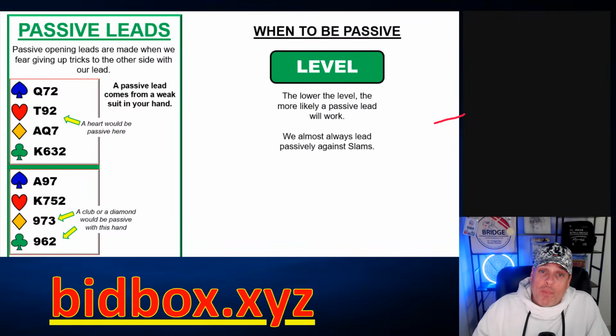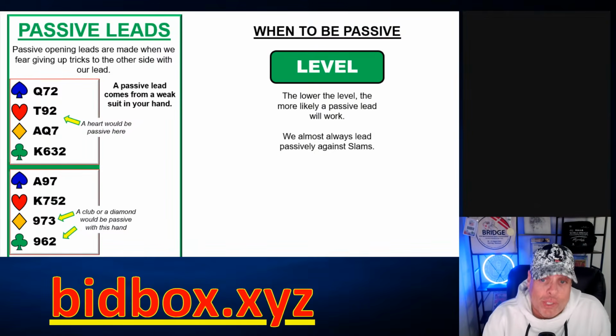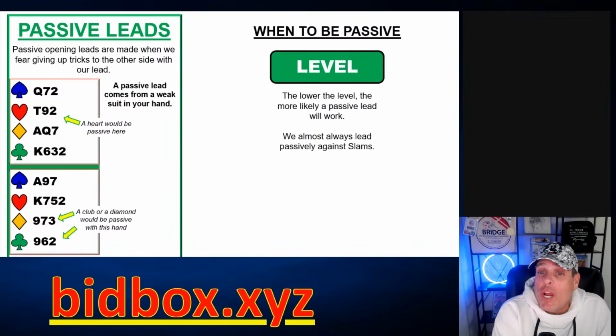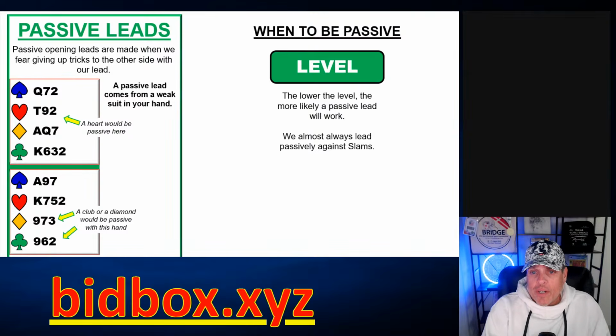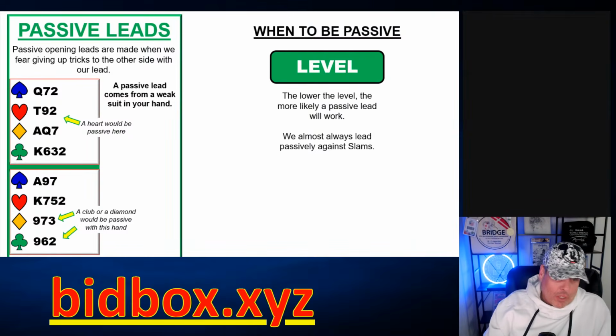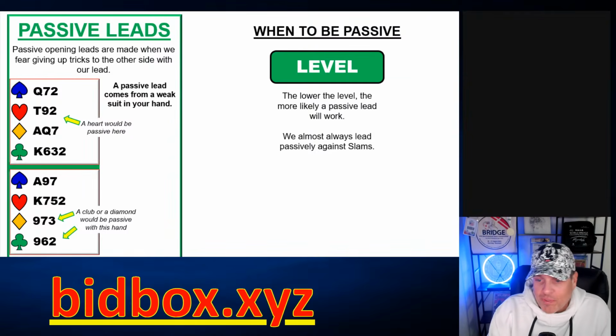The second part of level here is we almost always, and this isn't always, sometimes we have situations where we want to be aggressive, but in general, we almost always want to lead passively against slams. A question I get very often when we talk about this slide is, what about aces? If they're in a slam, do we lead an ace? I'll tell you, sometimes it's absolutely right, especially if you think there's a lot of shape and you really think you might not get it if you don't. But I'll say usually it's probably not the best thing to do. Because what happens when you lead an ace, folks?